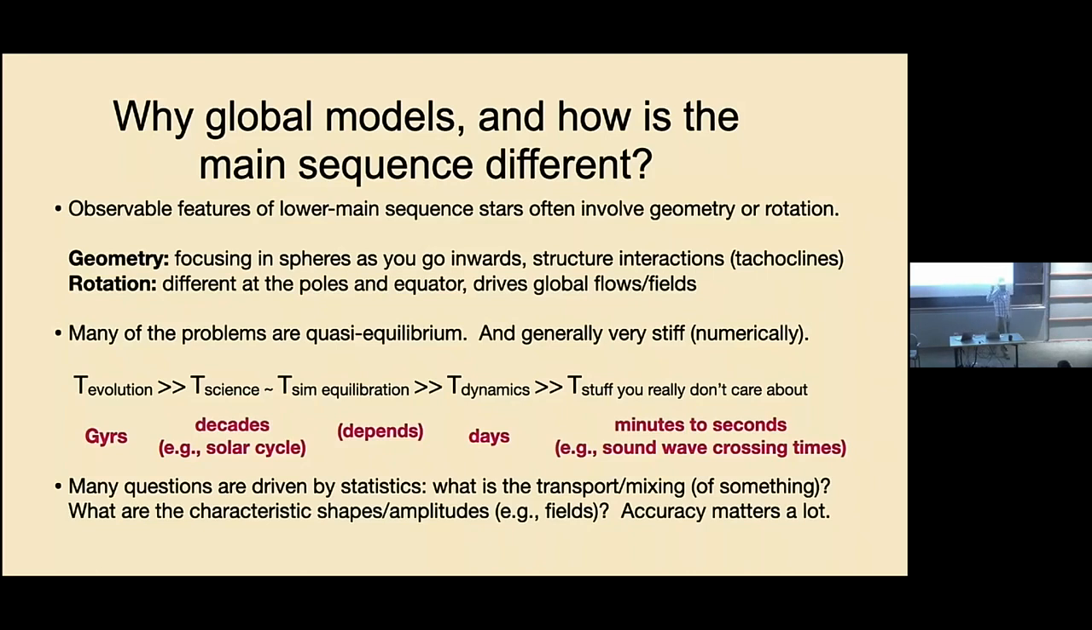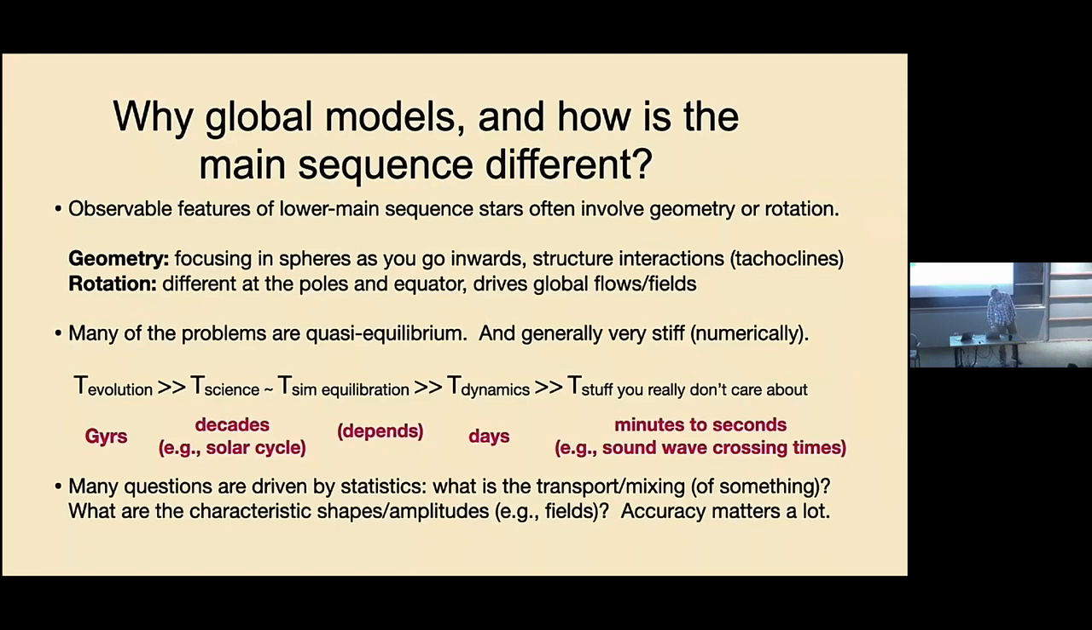So this is a numerically stiff problem, and you have very short time scales, kind of medium time scales, and this is a real stiffness too. A lot of the questions for the main sequence are driven by statistics, like what's the transport and mixing of something, what are the characteristic shapes and amplitudes of something, like the magnetic fields. And so your accuracy matters a lot, and it matters that you are getting these statistics around an equilibrated state, because if you're getting statistics around a state that's still drifting, then your statistics may not actually be the right statistics of the physics you want to study.